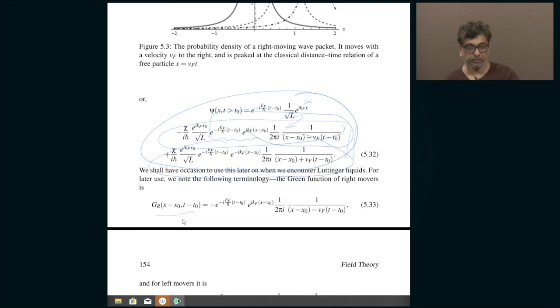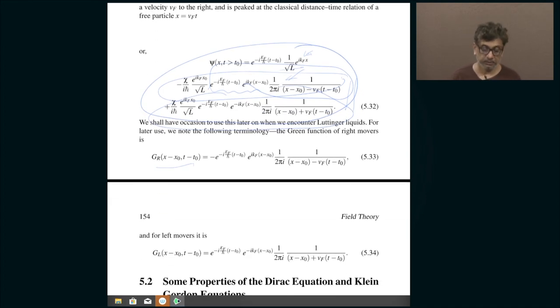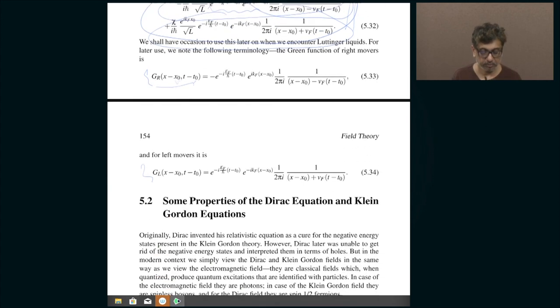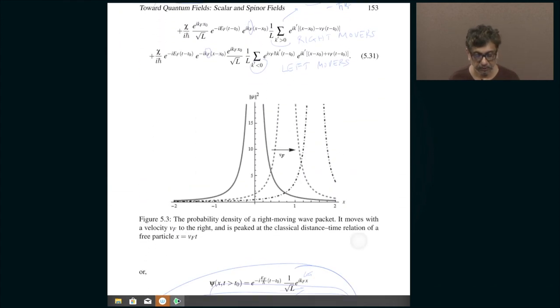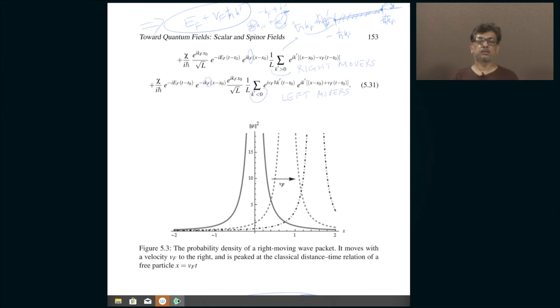And then if the potential is not impulsive, either spatially or temporally, then you'll have to integrate over the location and the time at which the impulse is. So in other words, you have to integrate over all those x0s, t0s in order to solve the Schrodinger equation for a more realistic potential. So this would correspond to the Green's function of the right mover, this would correspond to the Green's function of the left mover. So I hope you have understood this concept.